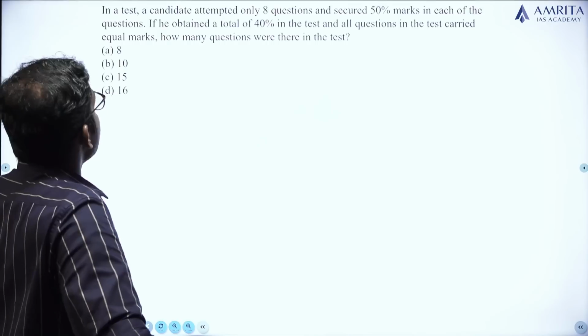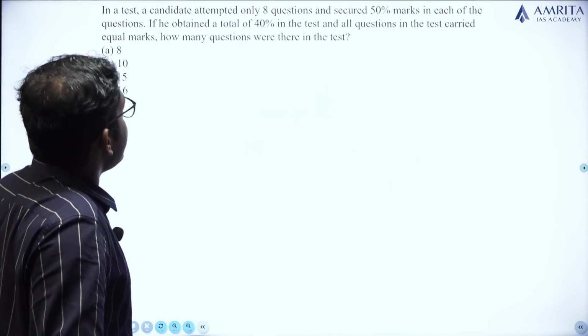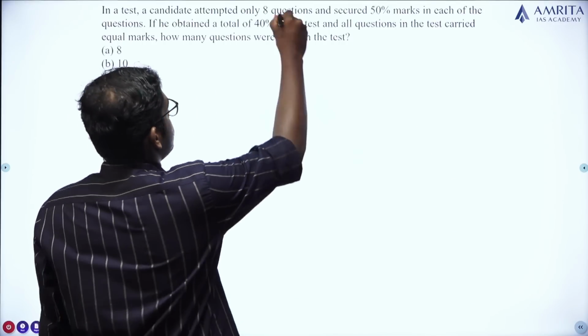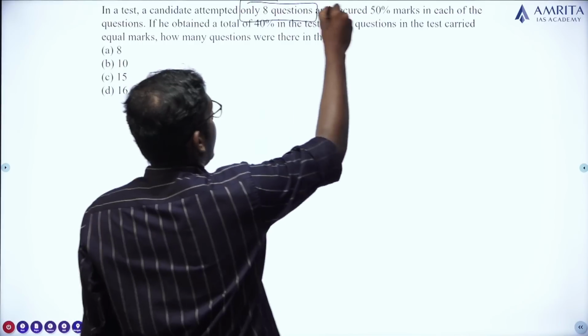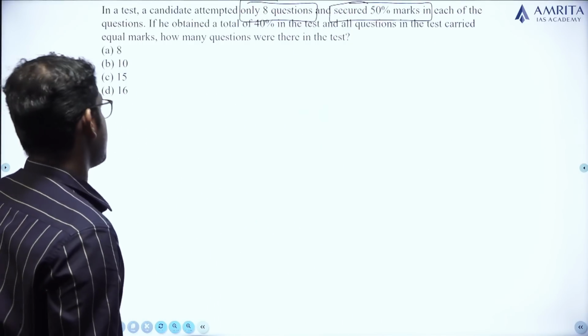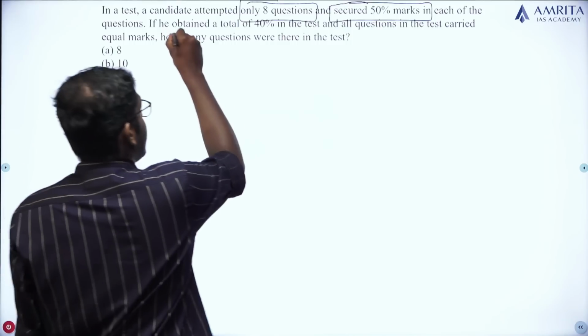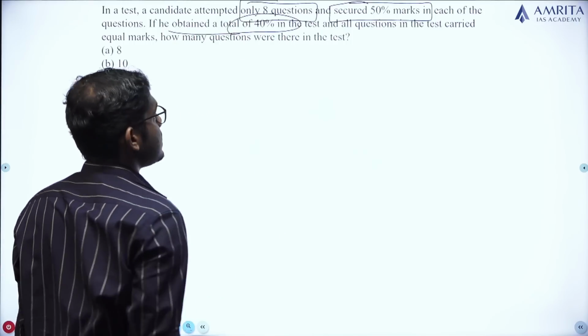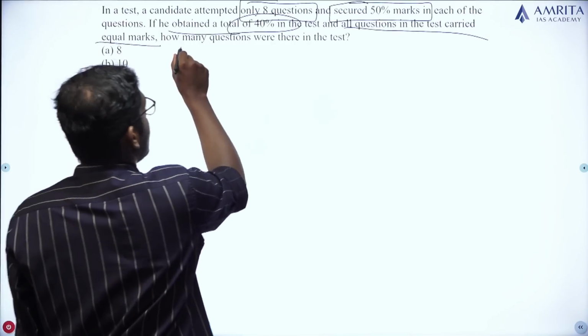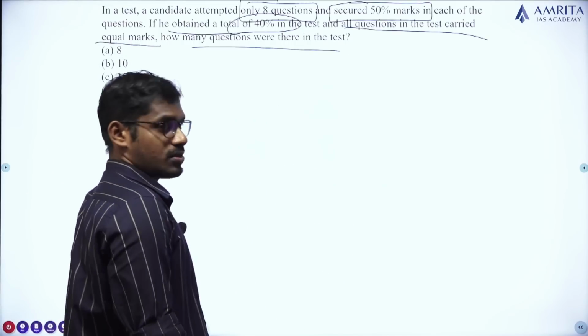Okay, in a test a candidate attempted only 8 questions and secured 50% marks in each of the questions. Okay, fine. If he obtained a total of 40% in the test and all the questions in the test carried equal marks, how many questions were there in the test?